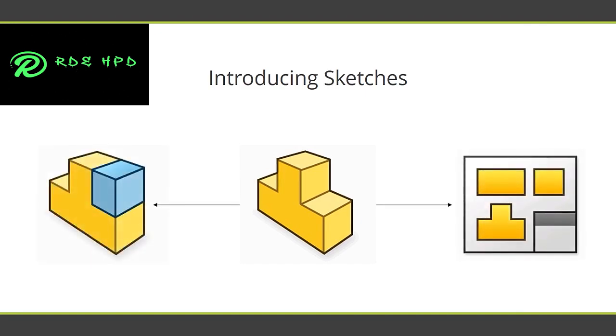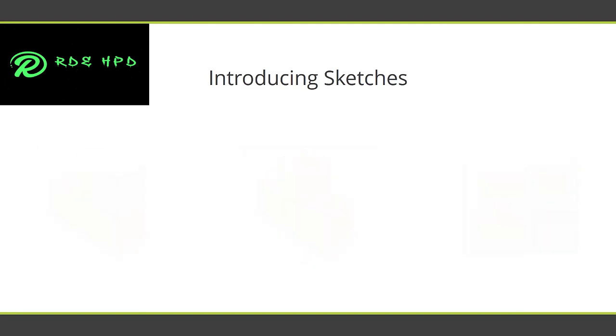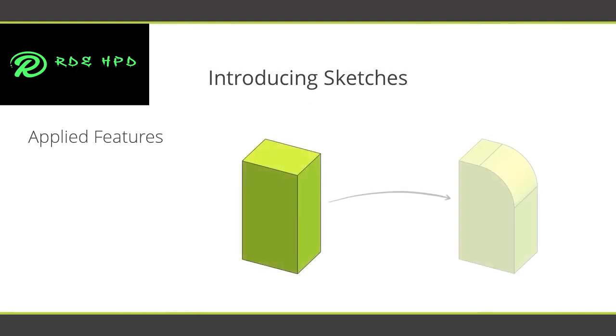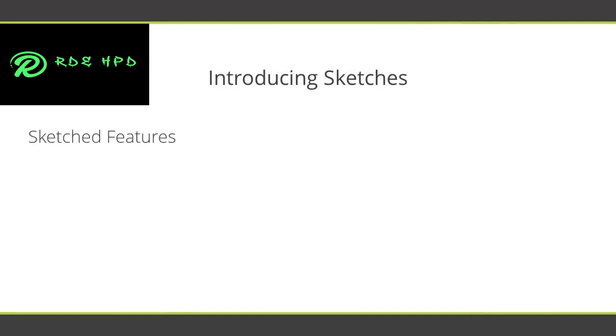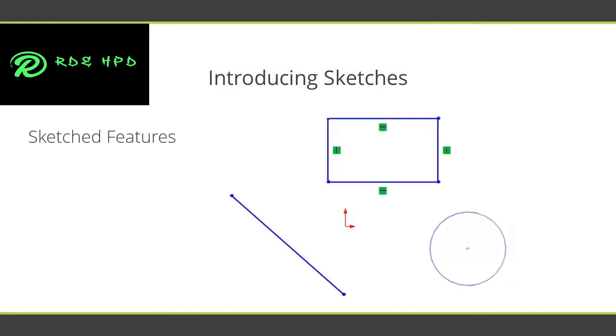As you proceed throughout the course, you'll see that parts themselves are made up of building blocks called features. There are two types of features: applied features and sketched features. Applied features are directly applied to parts, like rounding off an edge, while sketched features must begin with two-dimensional profiles called sketches. A sketch is where you create the 2D geometry that will serve as the foundation of three-dimensional features. Sketches are created using simple tools, such as lines, rectangles, and circles.